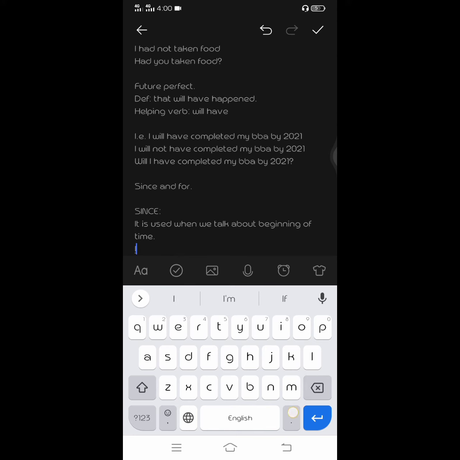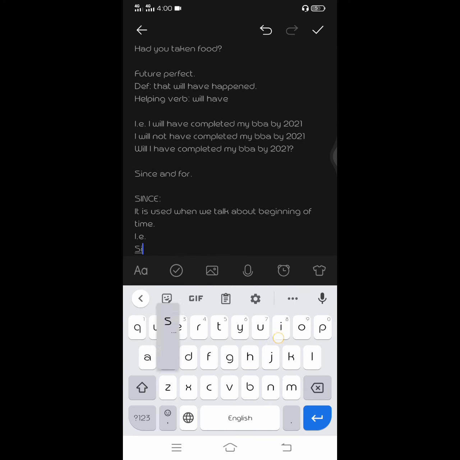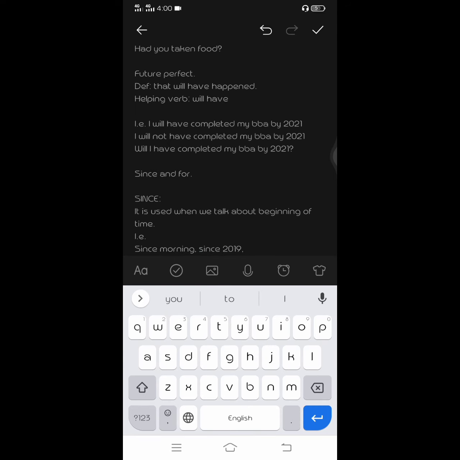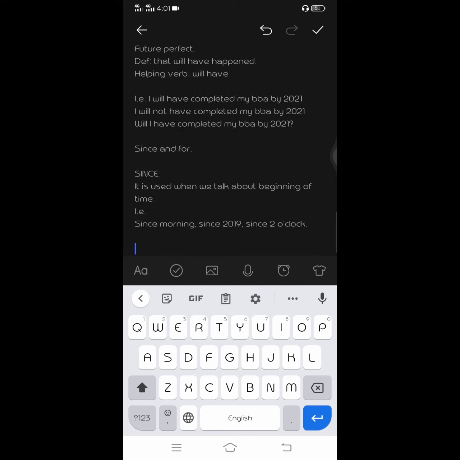For example, if I want to say सुबह से, then I'm going to say since morning. Or if I want to say 2019 से, I would say since 2019. If I want to say 2 baje se, you're going to use since 2 o'clock, right? A lot of people make a mistake and use it like since 2 hours. So my friends, we do not use since for 2 hours, right? We use for that. How?